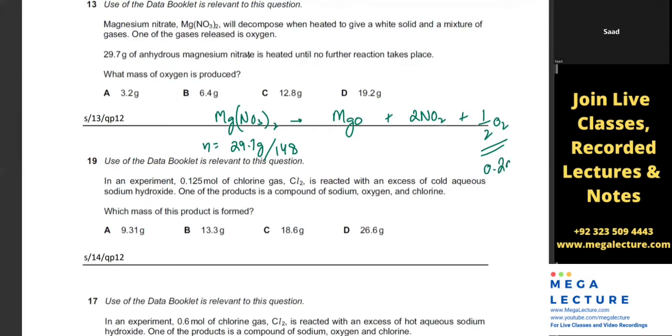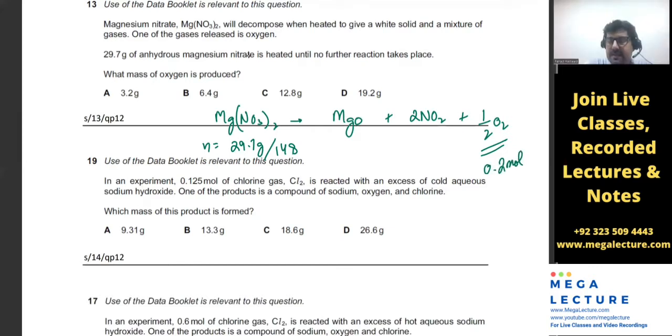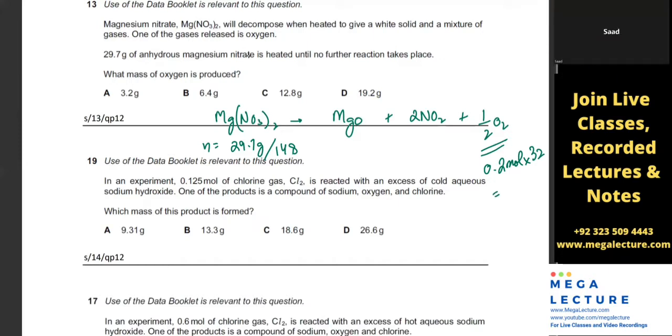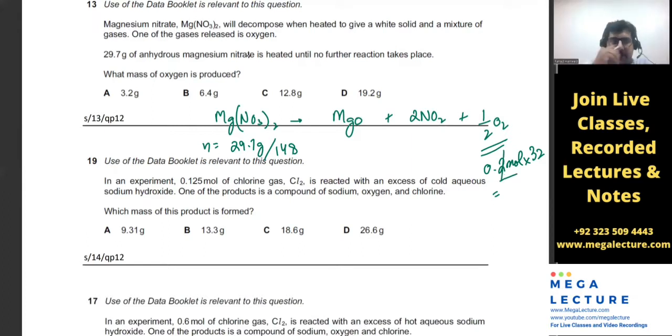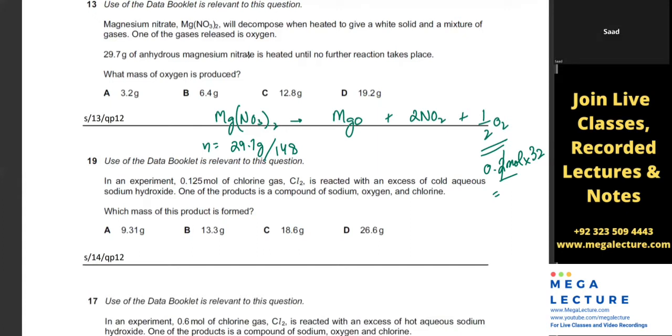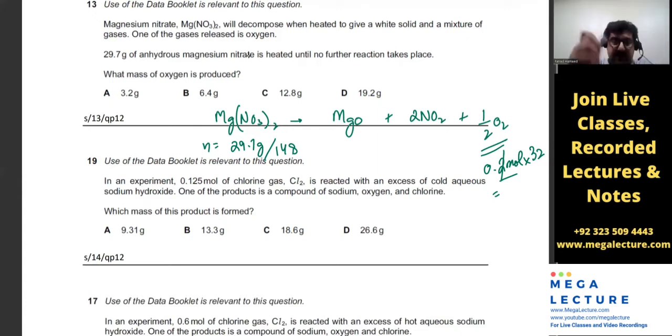And he's asking for the mass. So you multiply it by the MR of oxygen, which is 32, right? So you're going to get what? 32 into 0.2. Sir, 0.2 mole is magnesium nitrate. So this one would be 0.1 moles, right? Yes. And that's going to be multiplied by 32. So it's going to be 3.2 grams. It's going to be A. Okay, is that clear? Yes.